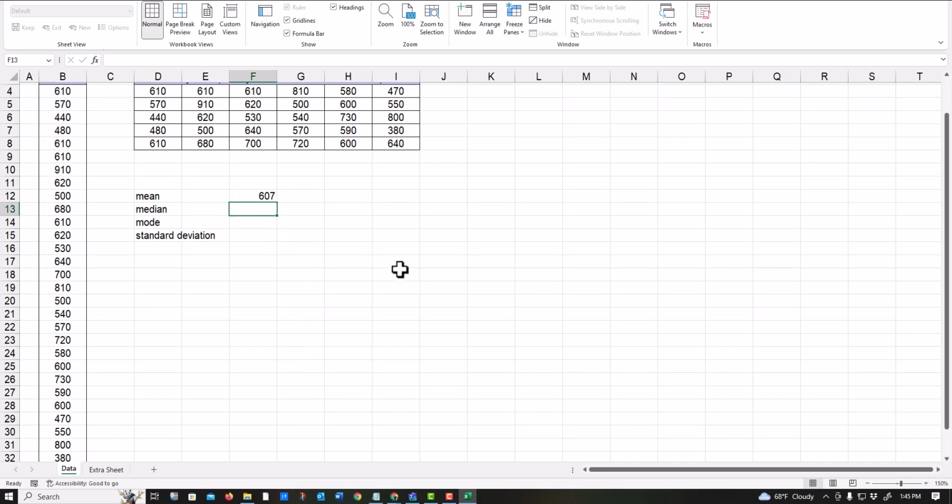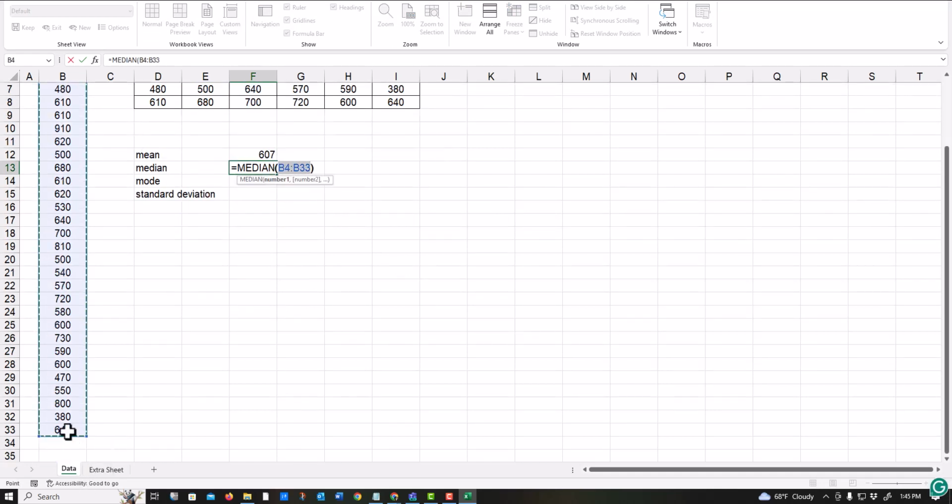Do the same thing for the median, equals median. And I can highlight these once again. I could just type B4, B33, but I didn't. And I hit enter, so that's my median.